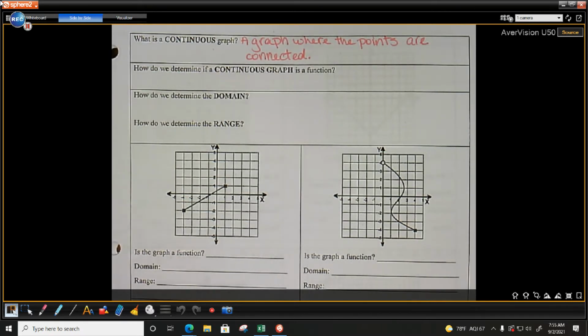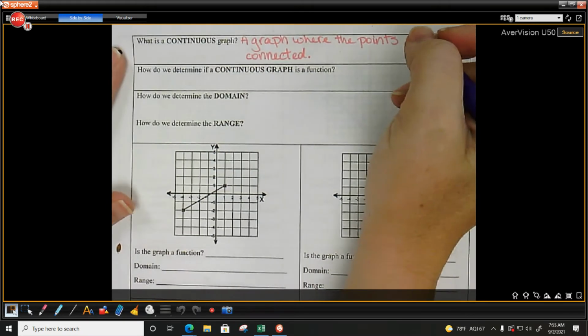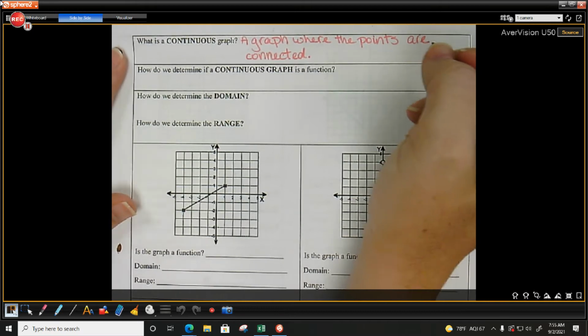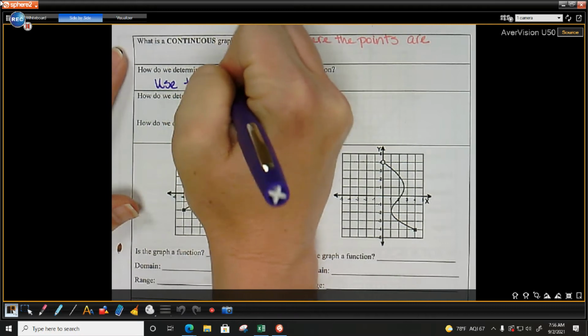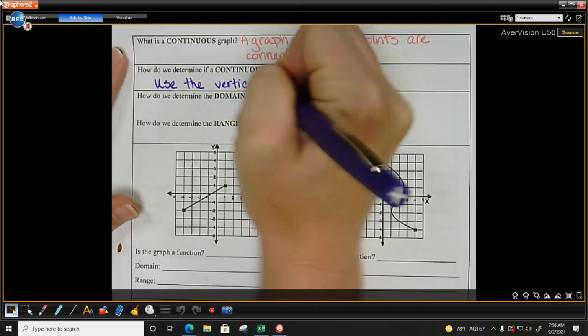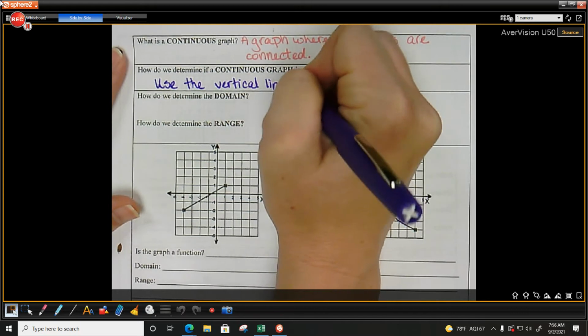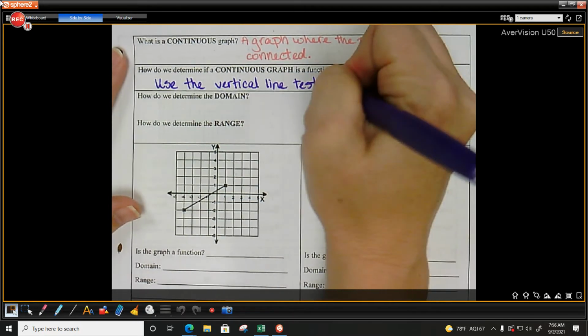Okay? Why is it important to know which one you have? We write our continuous domain and range way differently than we write our discrete domain and range. So that's why it's important to know which one you have, discrete or continuous. The way that we are going to determine if a continuous graph is a function is we are going to use the vertical line test. And I say that's the VL test.